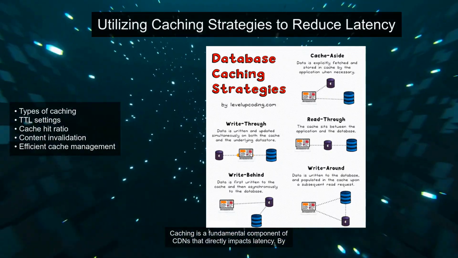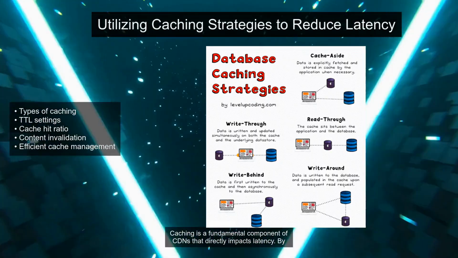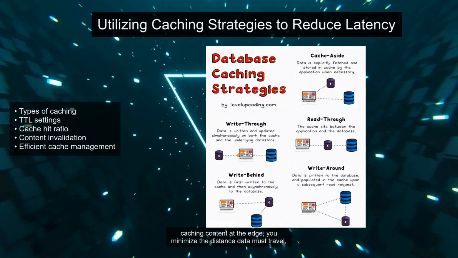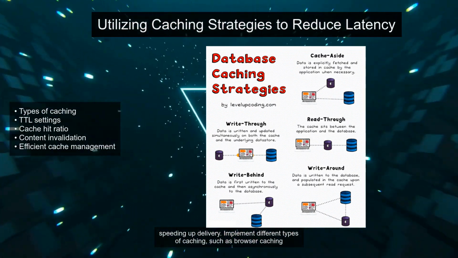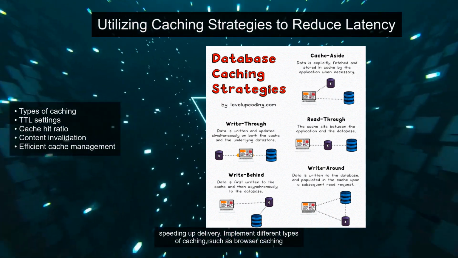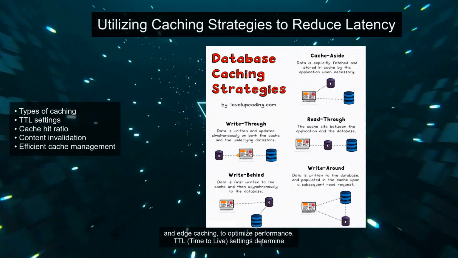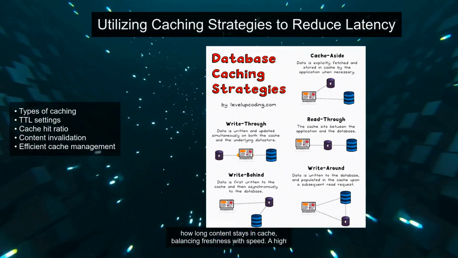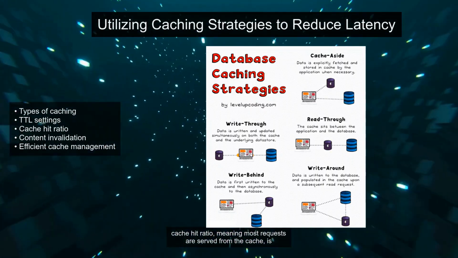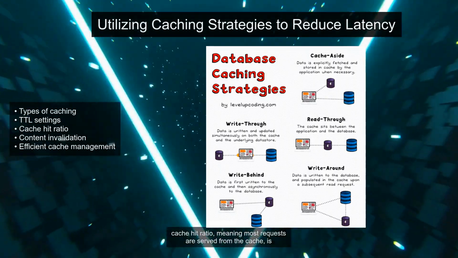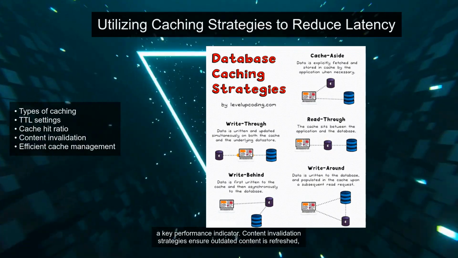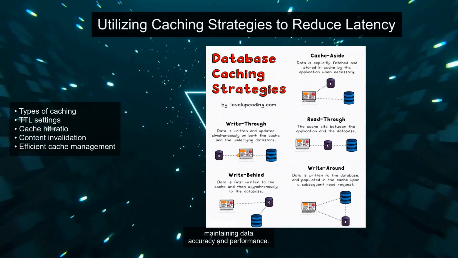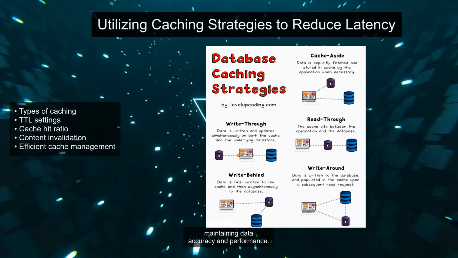Caching is a fundamental component of CDNs that directly impacts latency. By caching content at the edge, you minimize the distance data must travel, speeding up delivery. Implement different types of caching, such as browser caching and edge caching, to optimize performance. TTL, time to live, settings determine how long content stays in cache, balancing freshness with speed. A high cache hit ratio, meaning most requests are served from the cache, is a key performance indicator. Content invalidation strategies ensure outdated content is refreshed, maintaining data accuracy and performance.